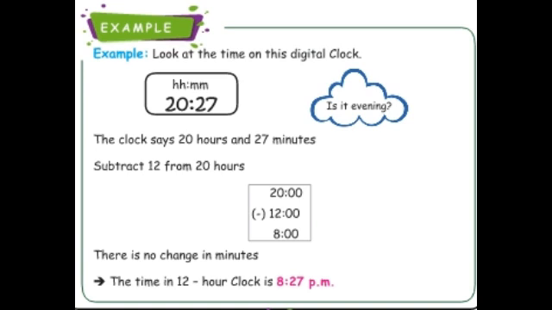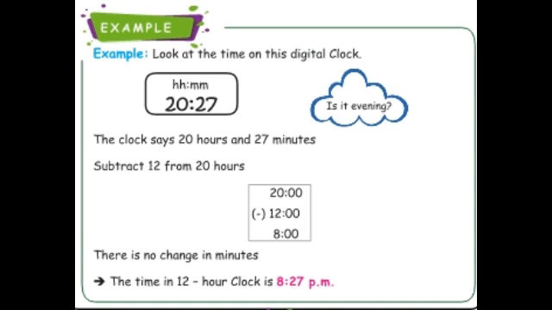Yes, my dear students. So now, to change time to 12 hours clock, just subtract 12 from the hour. To change time to 12 hour clock, subtract 12 from the hour. In the same way, to change time to 24 hours clock, just add 12 to the hour. Now we'll see an example.